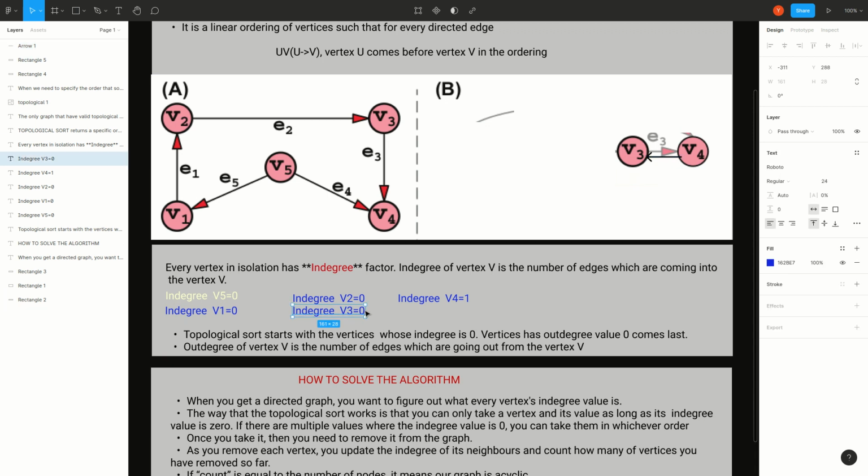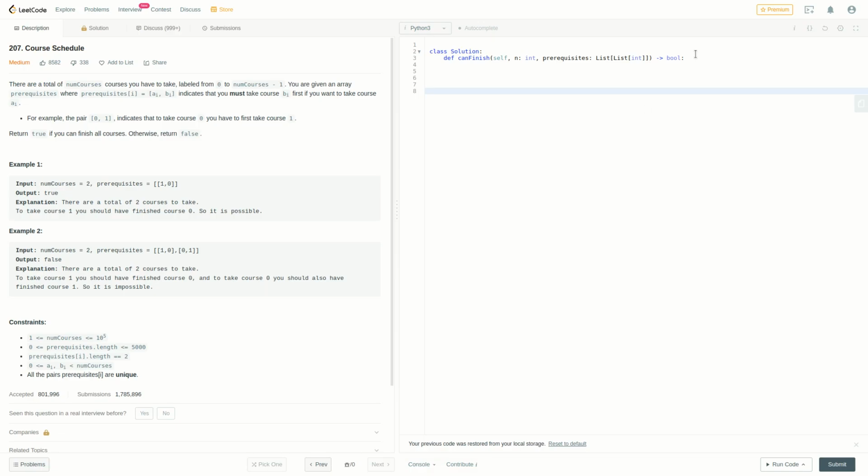In this case v3 would have integer value of 1, and since v3 and v4 both have integer value of 1, and I have no vertex that has integer value of 0, I wouldn't be able to proceed. So I wouldn't topologically sort this graph. Therefore, as you see, I had a cycle. Now let me jump to the coding.